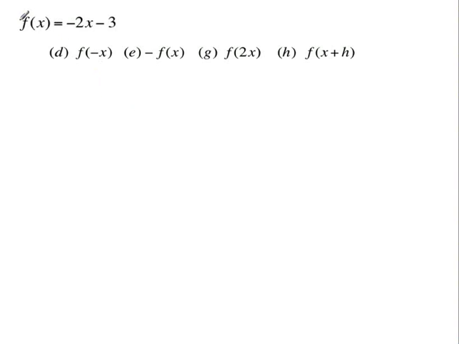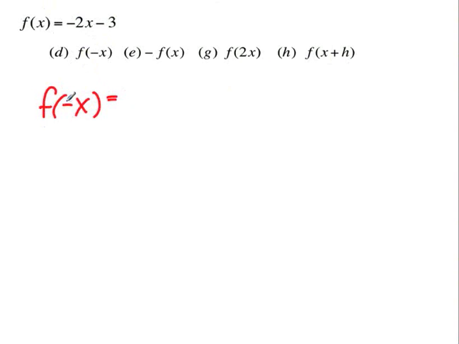This one has this function, negative 2x minus 3, and we have to do all these things to the function. So let's do the first one. This one says f of negative x. When I write f of negative x, we look and see what it did to the original function. What we're doing is taking this x and replacing it with a negative x.